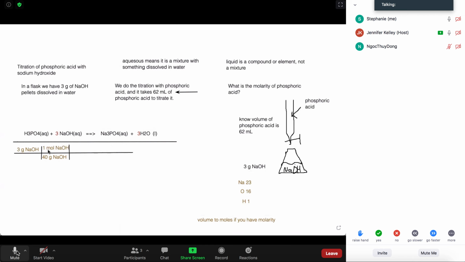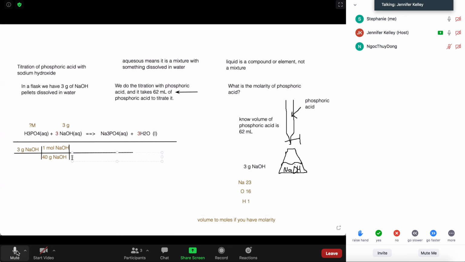All right. So now we want to go from moles of sodium hydroxide to moles of the thing we're trying to find the molarity of. So we're trying to find the molarity of phosphoric acid. We don't know that. And we knew that we had 3 grams of sodium hydroxide. So we're going to move to moles of phosphoric acid.